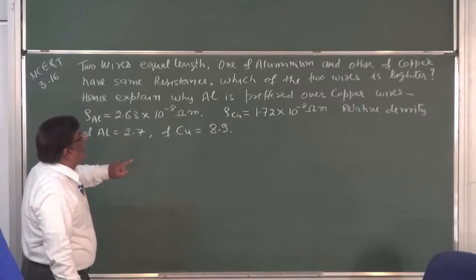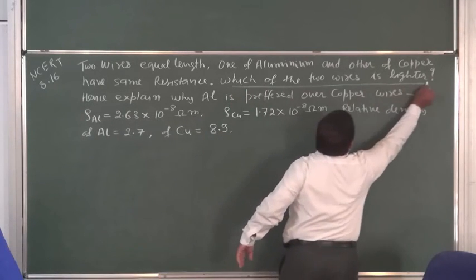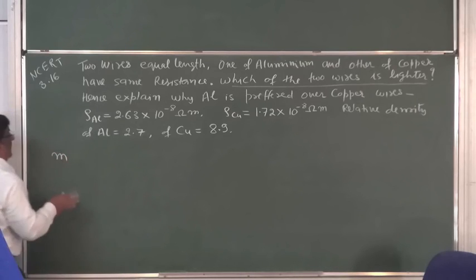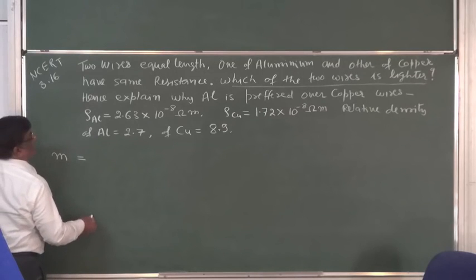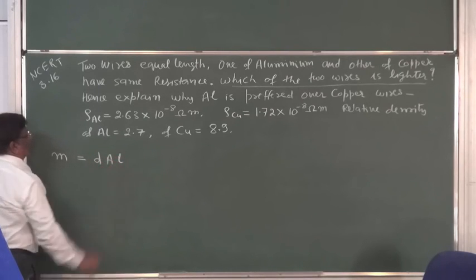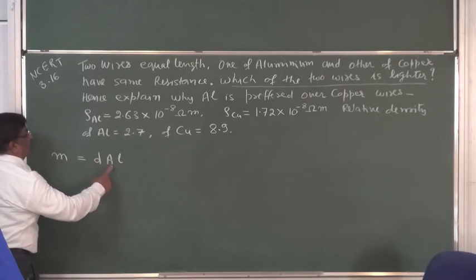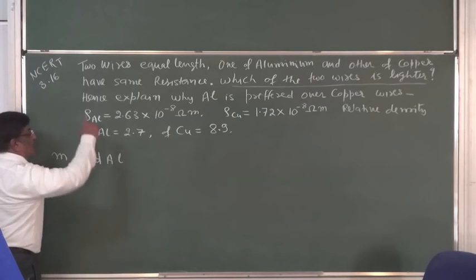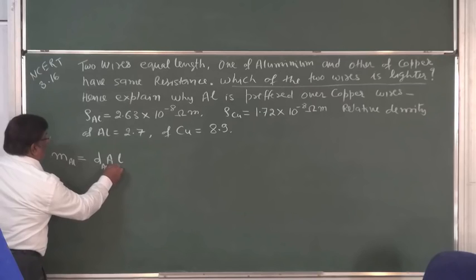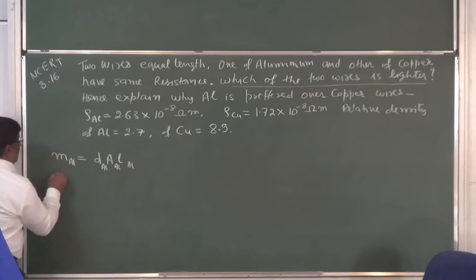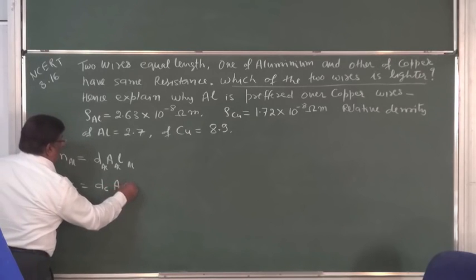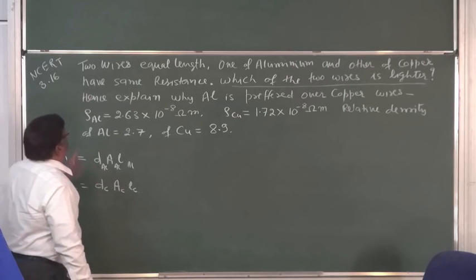हमें निकालना क्या है, कहां पर लिखा है, this, which of the 2 wires is lighter. हमें दोनों का मास चाहिए, तो मास ऑफ anything is equal to density, density d multiplied by volume. Volume we can write area multiplied by length. So mass is equal to density multiplied by volume. Volume is area of cross section into length. This gives the mass. If it is aluminium, then density of aluminium, area of aluminium and length of aluminium. And if it is copper, then mass of copper is equal to density of copper, area of copper, length of copper wire.